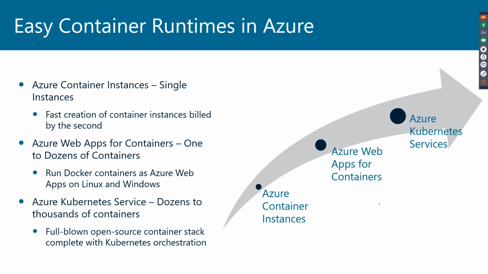And the scale for web apps for containers is usually between one and a couple dozen containers running in App Services. But when you get beyond that scale is whenever you get to something like Kubernetes. And Kubernetes is a full-blown container orchestration stack on Azure, but it's provided as a service, and we'll dig into the details of this in a moment too. So those are the three things we're going to be talking about today, and that's the order of scale in which we would want to talk about them as well.